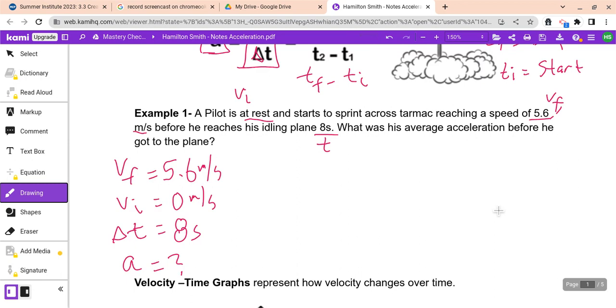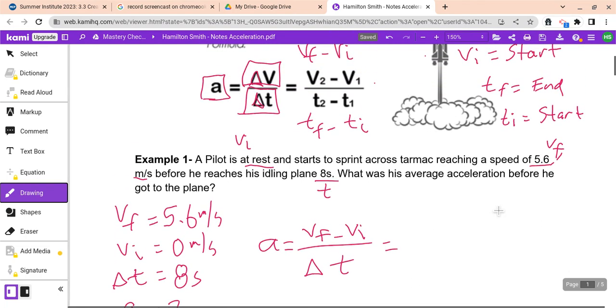Now, I write a question mark by acceleration just to identify, hey, we do not know what acceleration is, but how do we figure that out? I'm going to write out the equation that tells us this. Acceleration is velocity final minus velocity initial, divided by, again, the change in time, which is time final minus time initial.